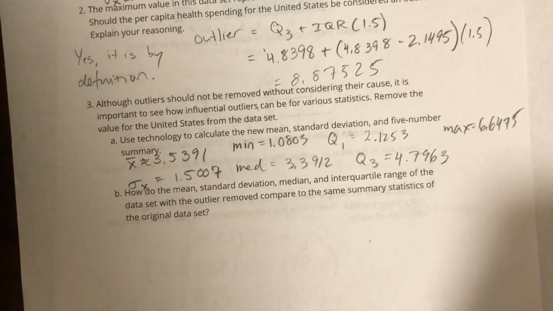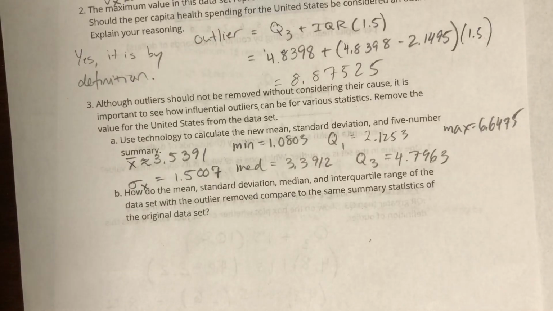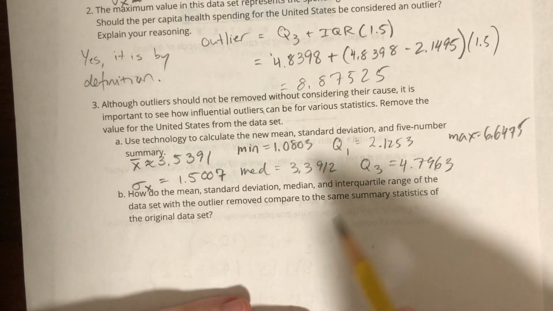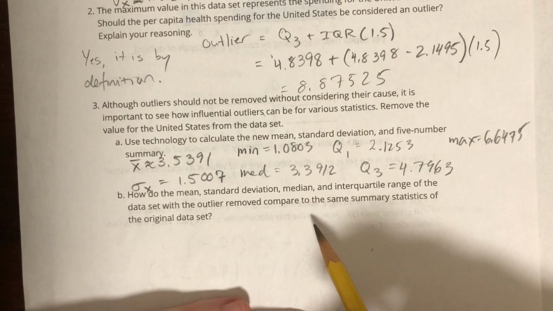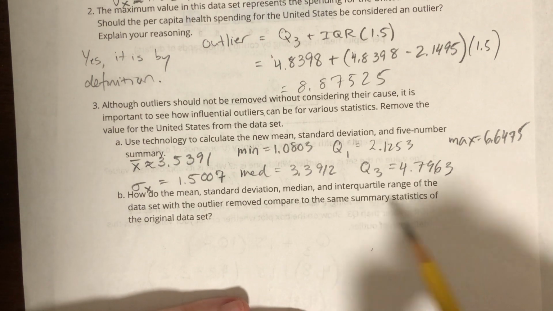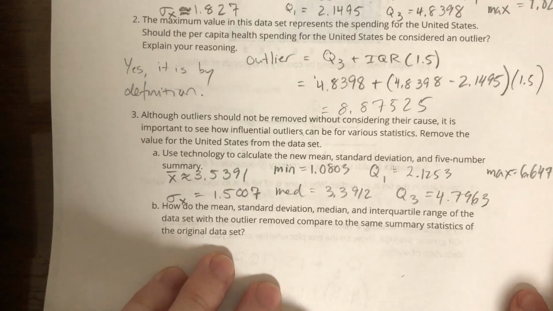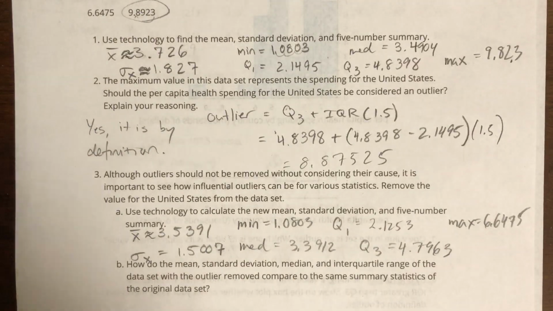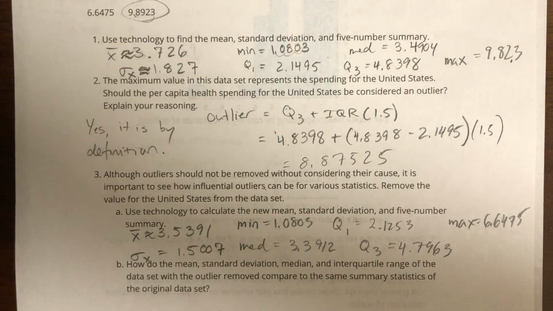All right. So, great. How do the mean, standard deviation, median, and interquartile range of the data set with the outlier removed compare to the same summary statistics of the original data set? All right, so let's compare them. Take a look at those, and in your own words, what happens to our original data set when we remove that outlier?